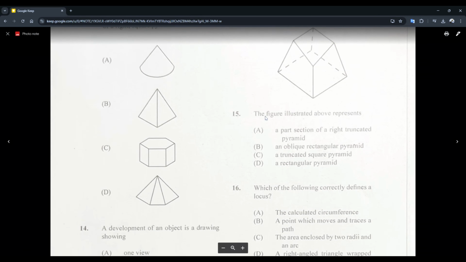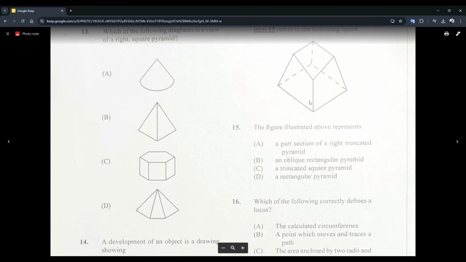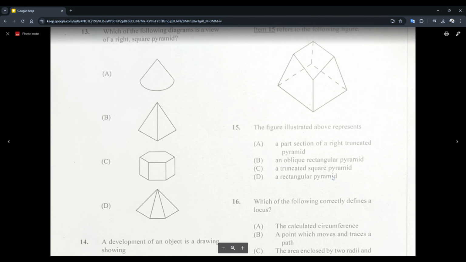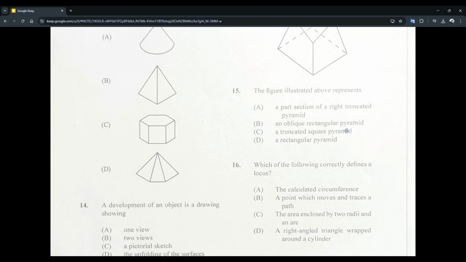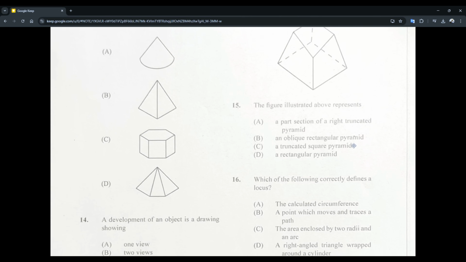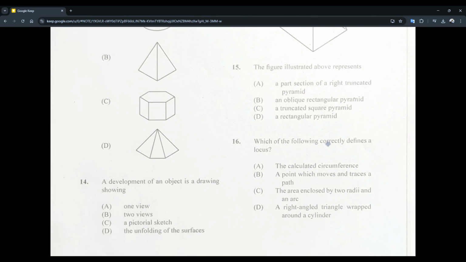Number 15, the figure illustrated above represents a part section of a right truncated pyramid, an oblique rectangular pyramid, a truncated square pyramid, a rectangular pyramid. The answer is C. It's a truncated, meaning it was cut, right? Cut diagonally at the top, a truncated square pyramid. Yes.